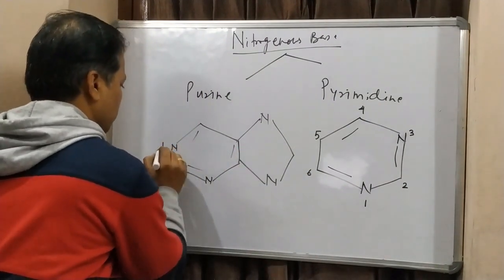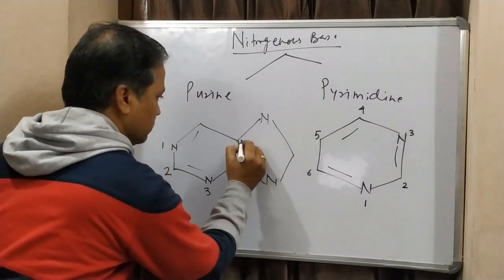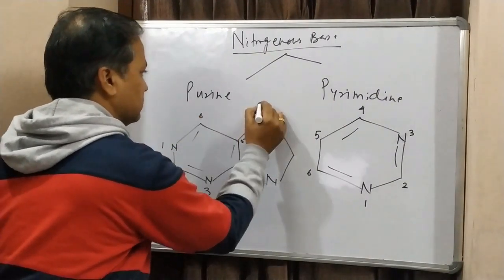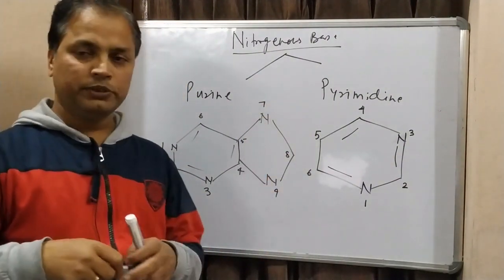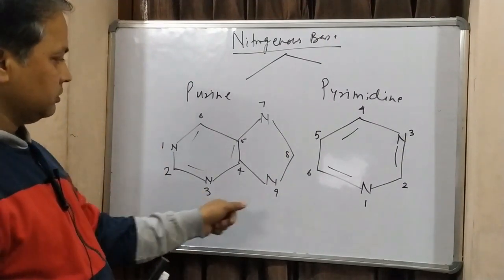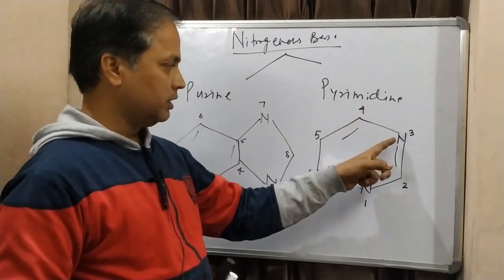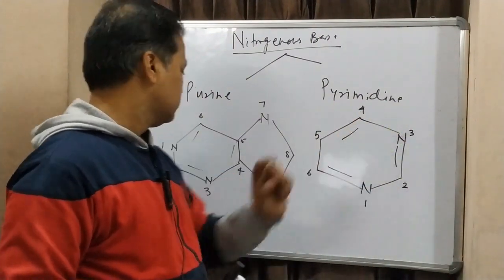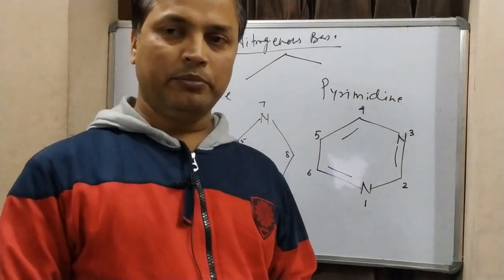So this is 1, 2, 3, 4, 5, 6, 7, 8, 9. Nitrogen is present in the first position, third position, seventh position, and ninth position. In the case of pyrimidines, nitrogen is present at the first position and third position. So this is the basic template of purine and pyrimidine.